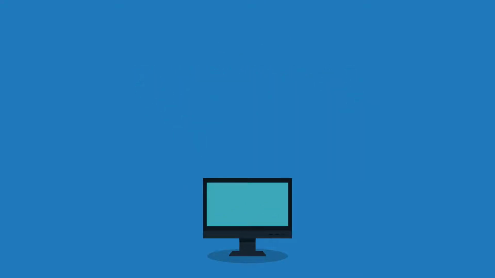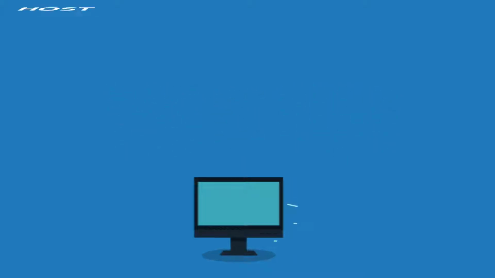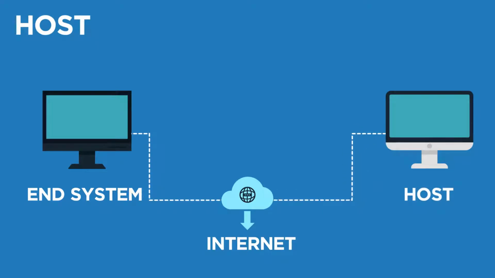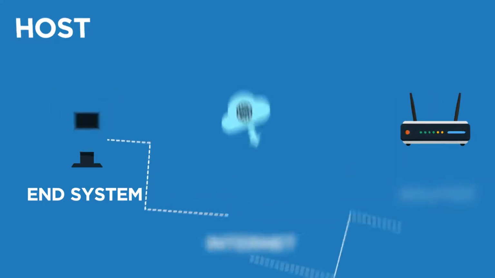The basic components of computer networks are called hosts and subnets. A host is an end system that sends and receives messages. A computer in the network can be called a host. The host or node in the network can also be a mobile device, switch, router, etc.